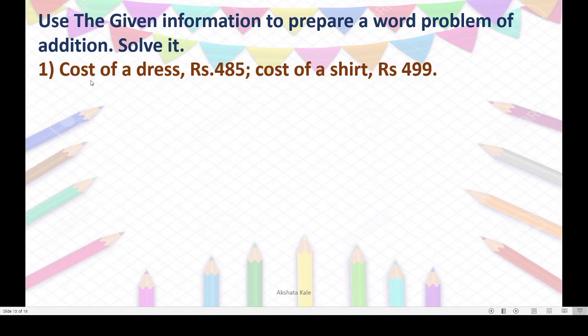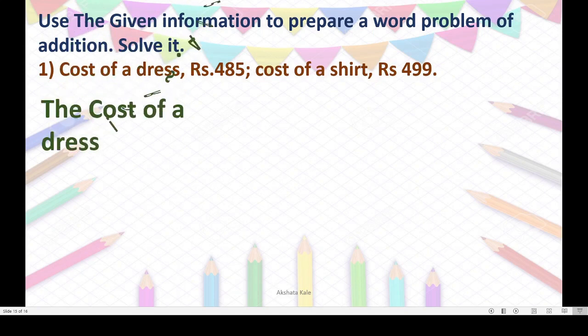Okay, here information is given, that is cost of a dress rupees 485. Cost of a shirt rupees 499. Yes, a man or a woman, they are in the shop, they selected one dress and one shirt. The cost is given here. Now we have to make a word problem by this information. Okay, we will try here. We will use simple sentences to make a word problem.